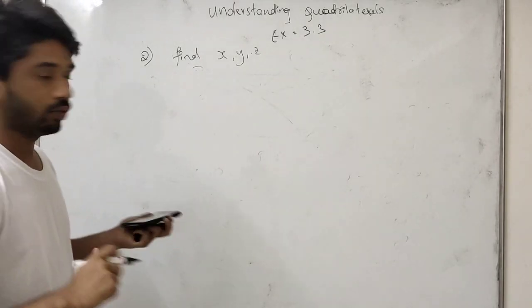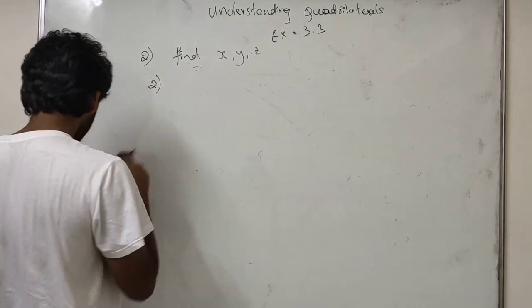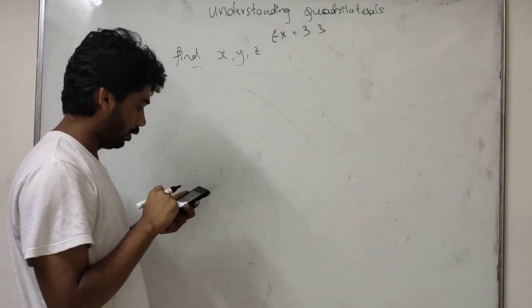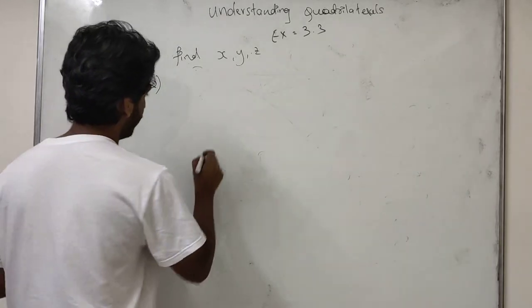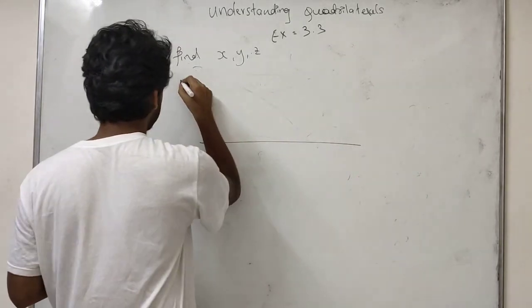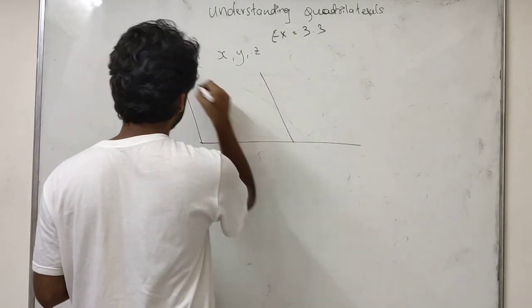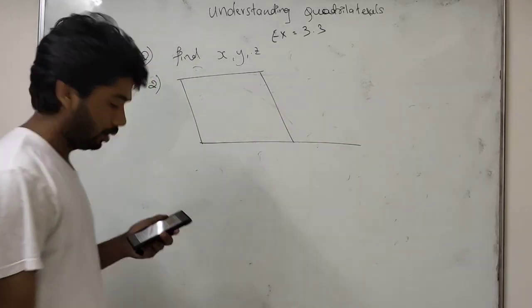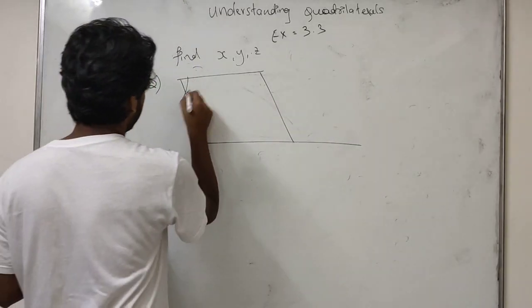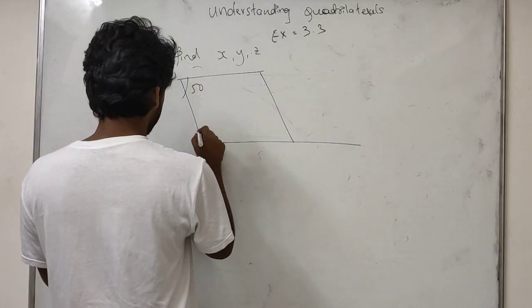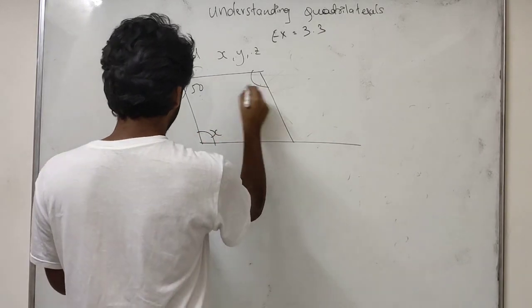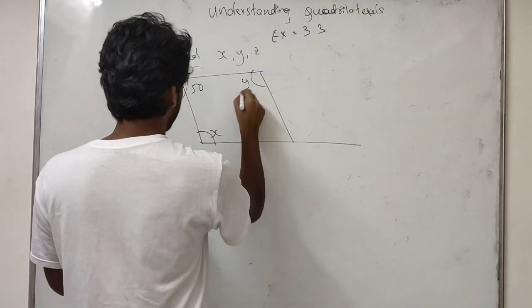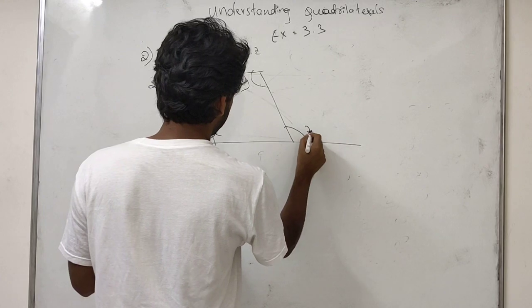So second question. Here we have to find x, y, z value. The figure is this. Here the value is 50, x, y, z.